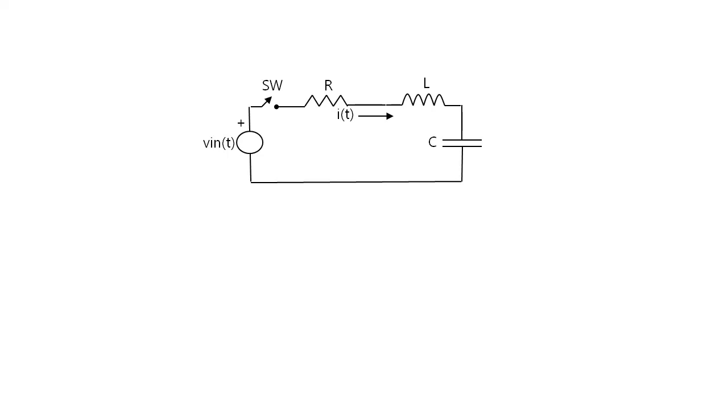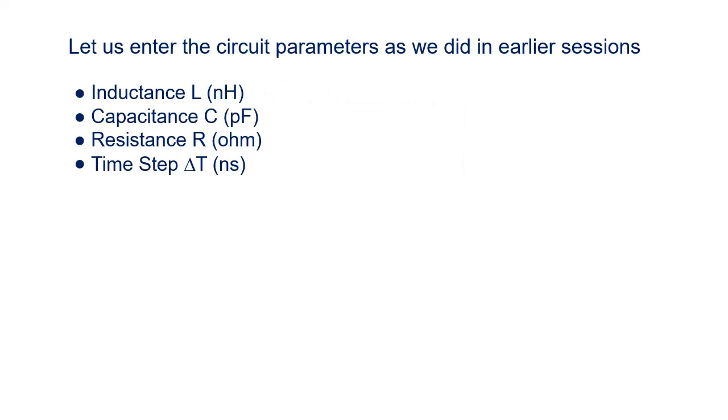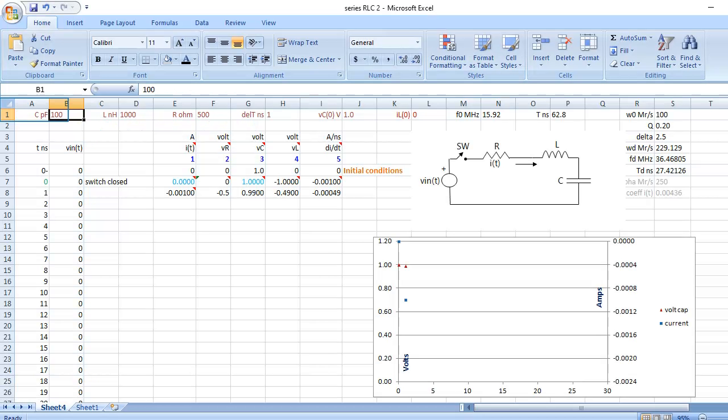The schematic of the series resistor-capacitor-inductor circuit is shown. We will create our spreadsheet next. We will enter inductance in nanohenries, capacitance in picofarads, resistance in ohms, and time step in nanoseconds. Capacitance in picofarads. Inductance in nanohenries. Resistance in ohms.